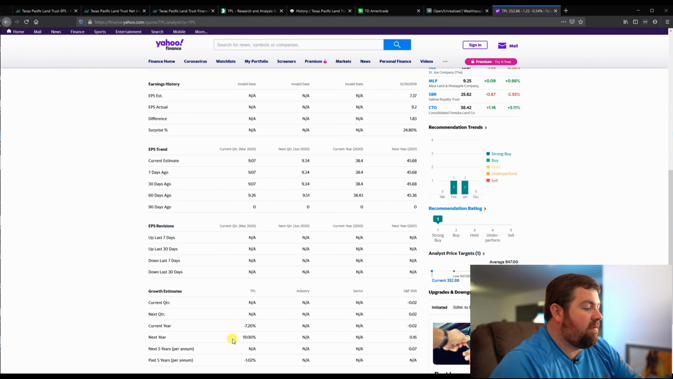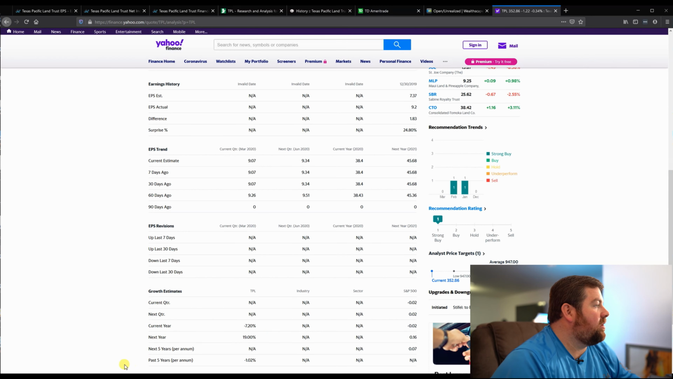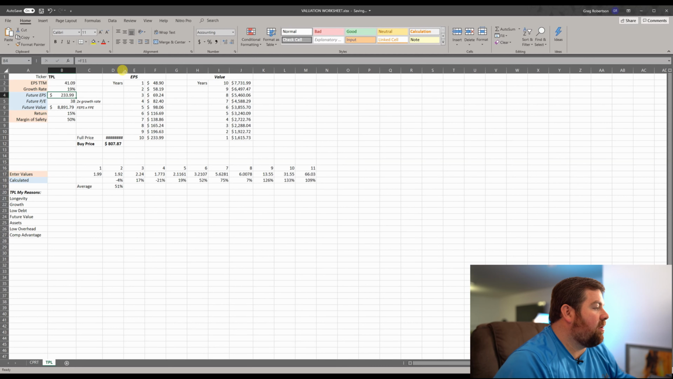You can see that we have one here that says for next year it's 19%. So we could use that. That might be realistic. You know, we could go here and plug in 19% and we would get all of our numbers and we get a price.